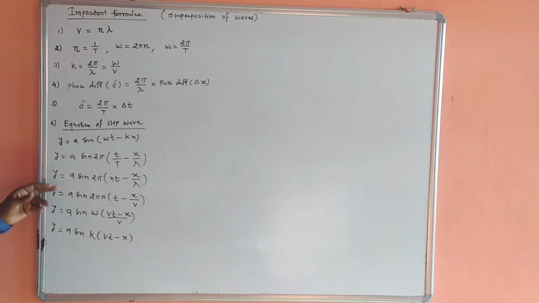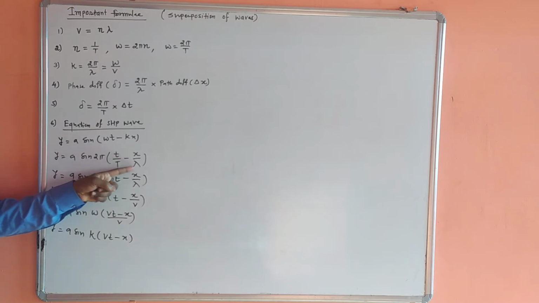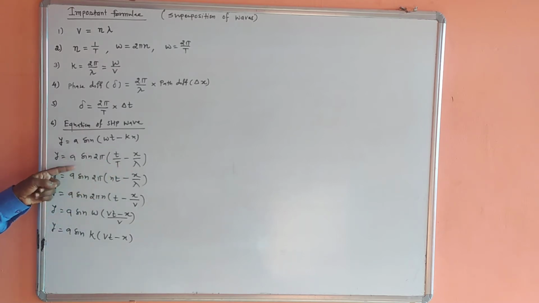So in problems, any form may be given to you, and by comparing that form with this standard form, we can find out the various values of capital T, that is time period, then wavelength, amplitude, and so on. So these are equations of SHP wave.